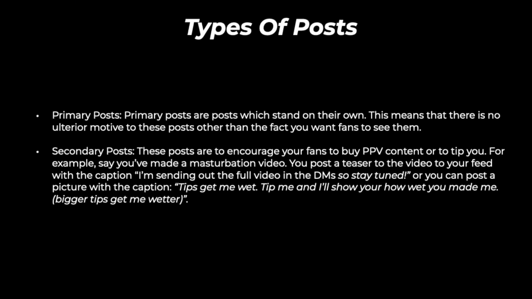So the first type of post is a primary post. A primary post is a post which stands on its own. This means there's no ulterior motive to these posts other than the fact that you want fans to see them. This could be, for example, sharing a photo set of the model in lingerie. It's just a primary post. There's no ulterior motive to it. It's got a nice caption, but it's just a post which you're not wanting to lead to additional actions.